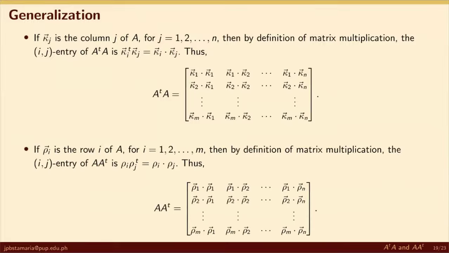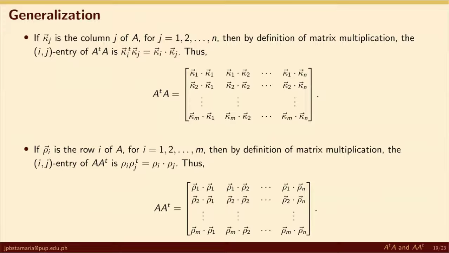On the other hand, if we now consider the rows of A and label them as row i, for the row i of A, i from 1 to m, then the ij entry of the product A A transpose is also the dot product of row i and row j. That's why we can see that A A transpose is like this. Okay.